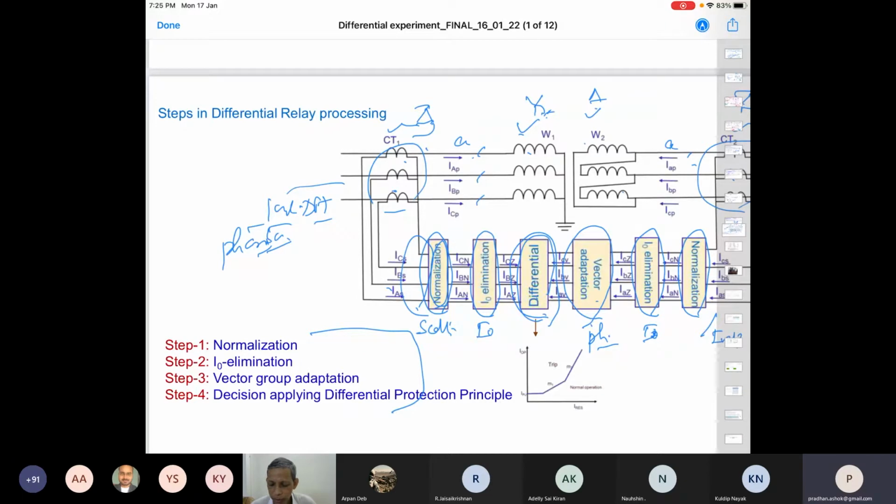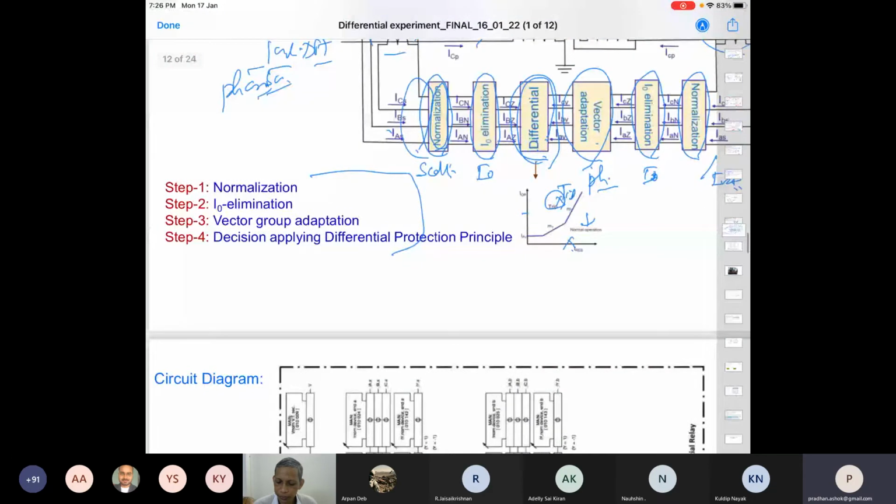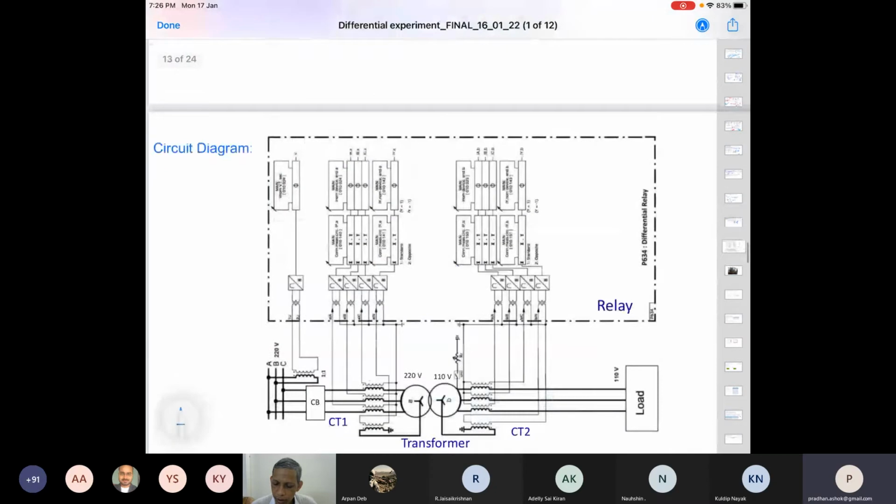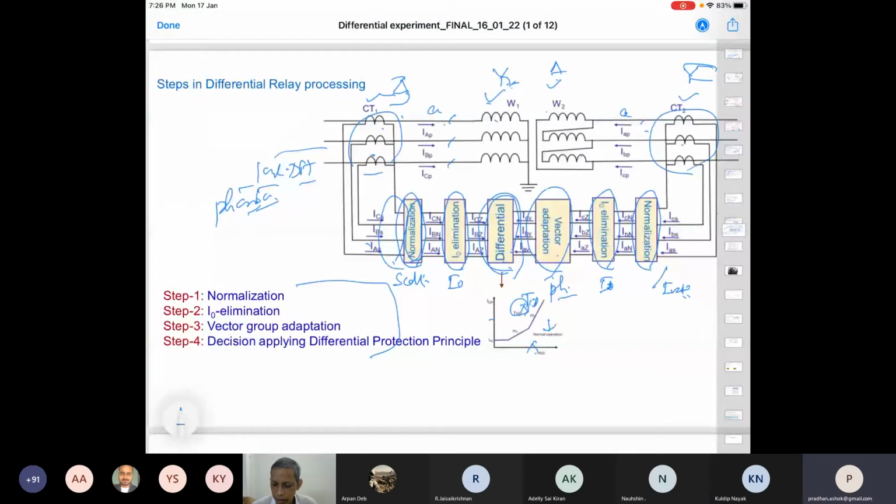Once we have the differential current, we check the differential characteristic, whether the point of restraining current versus operating current is above the trip region or below it. If it is below, restrain, or don't allow, block. If it is above, you make a trip decision. That is the philosophy. So these are the different steps. For the vector adaptation, we have mathematical formulations with a matrix. You can see the literature, books, and the materials provided, or you can look at YouTube and these things.